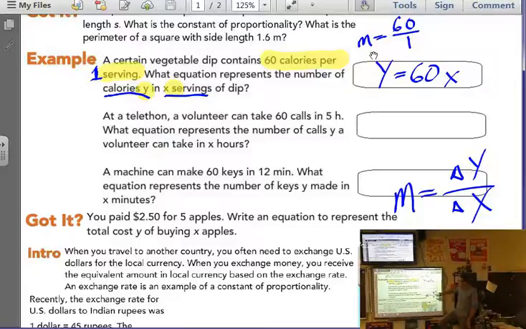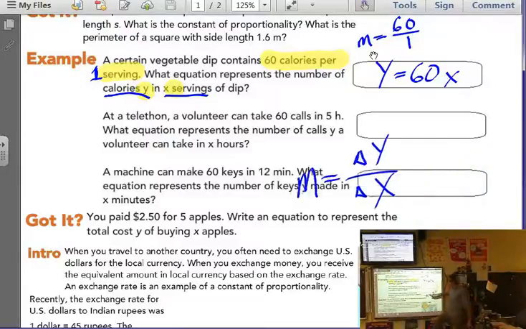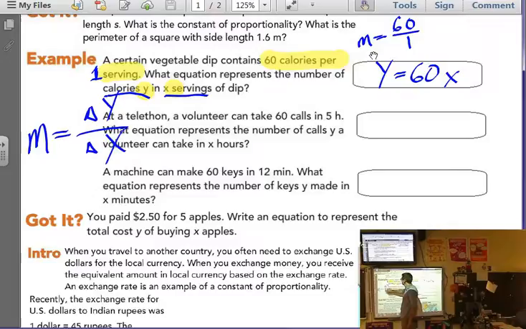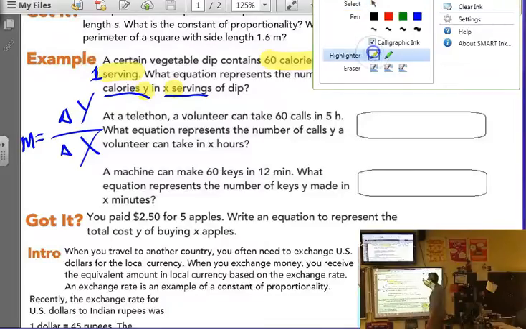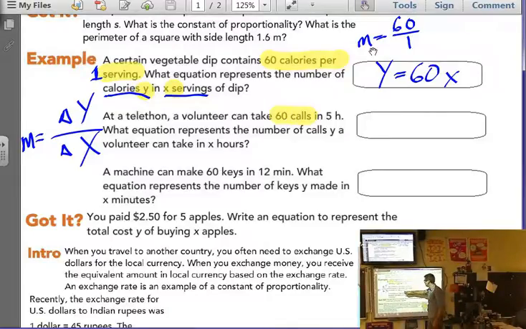Try the next two. I'm going to highlight some important information. Pay attention to what is your y value, what is your x value.